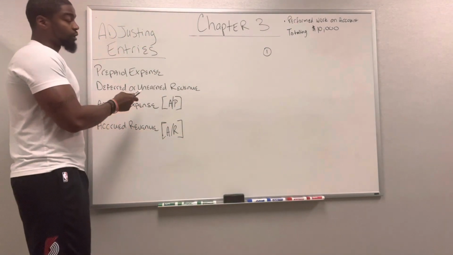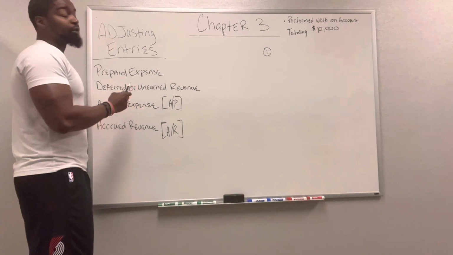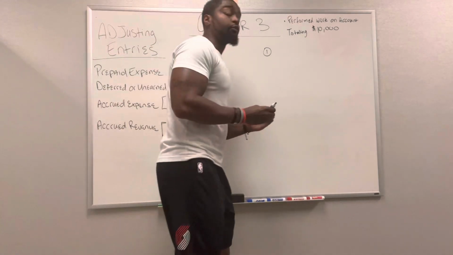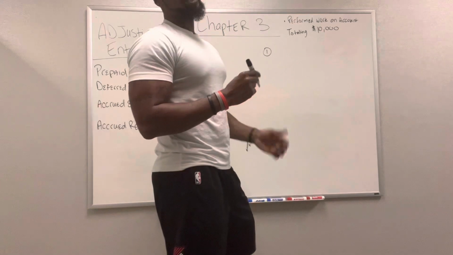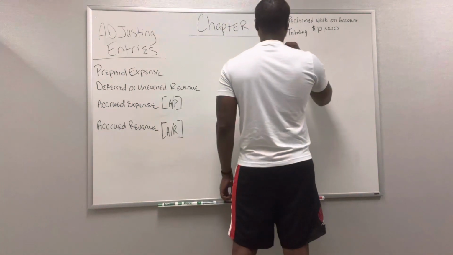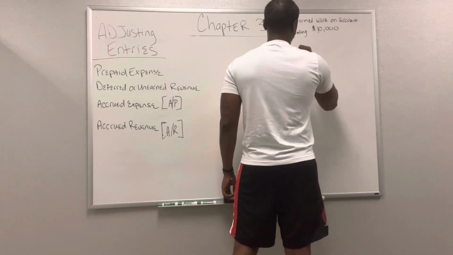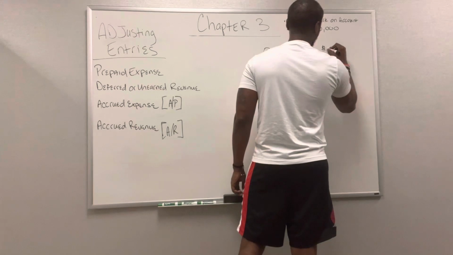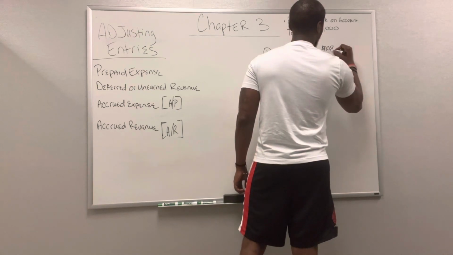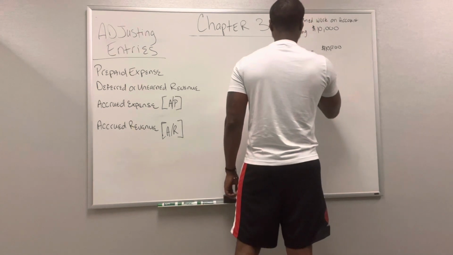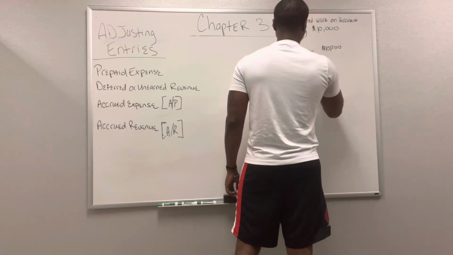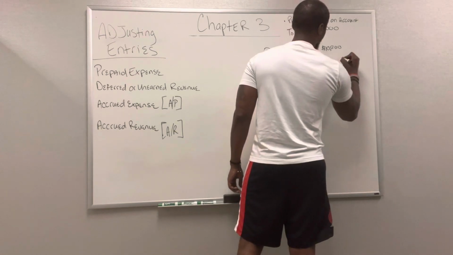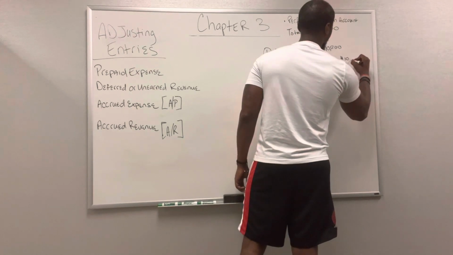Remember, on the deferred or unearned revenue, if the work has not been performed, then we record it to deferred or unearned revenue. So here we've already performed the work, but we have not gotten the cash. So since we have not, we want to debit AR, which is accrued revenue or accounts receivable, for $10,000. And then we want to come back and credit revenue because we've earned the revenue because we've done the work. So we credit revenue, $10,000, right?